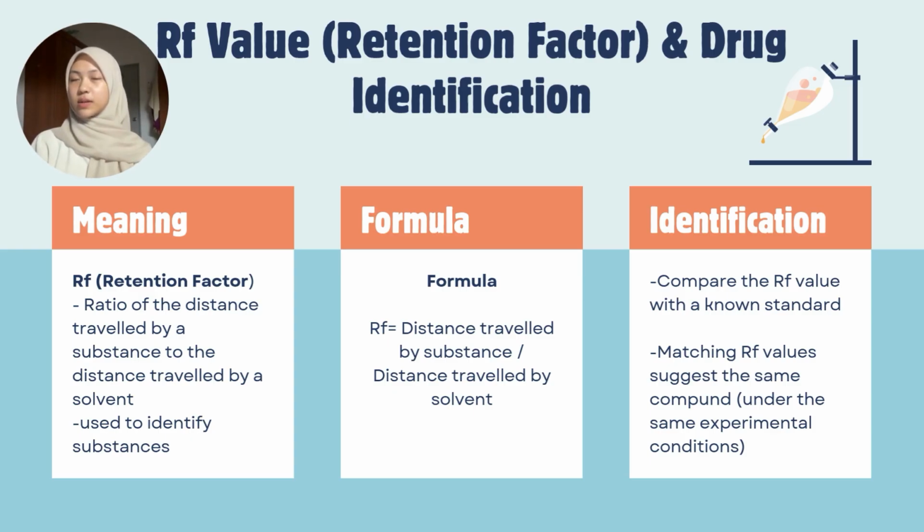Each compound has a characteristic RF value when the experiment is carried out under the same conditions, such as using the same stationary phase, mobile phase, and temperature. By comparing the RF value of an unknown sample with the RF value of a known standard, scientists can determine whether the compounds are likely to be the same. However, the RF value should not be used as the only method of identification because different compounds can sometimes have similar RF values. Therefore, it is often used together with other analytical techniques to obtain more accurate results.